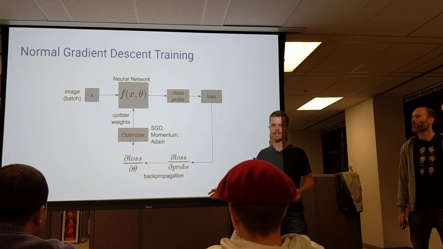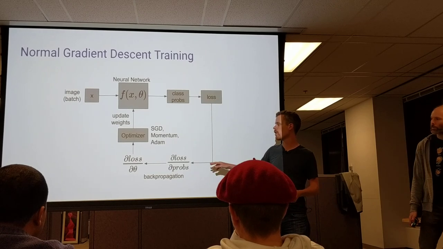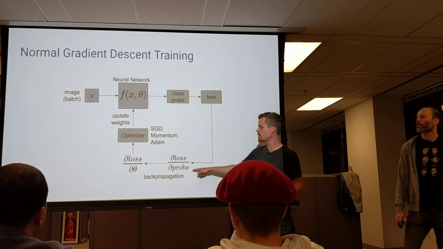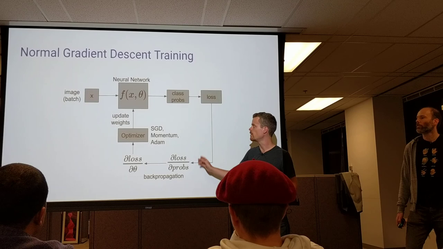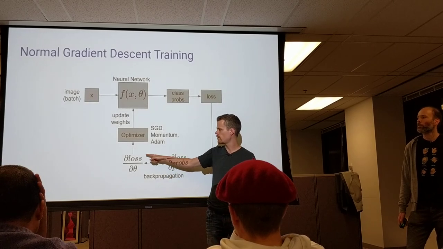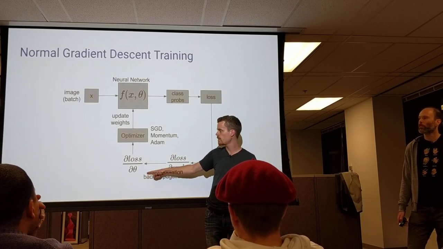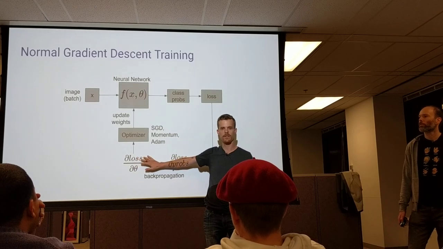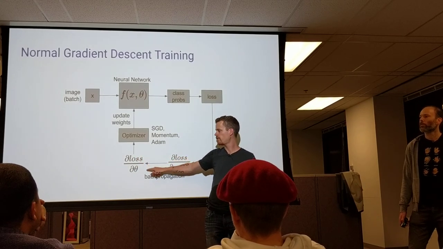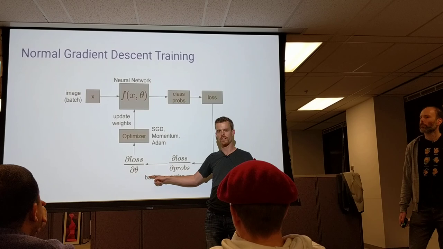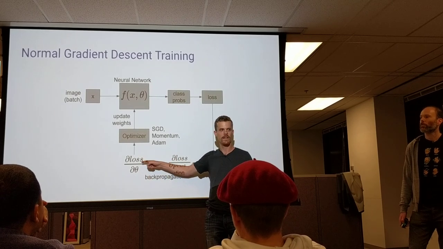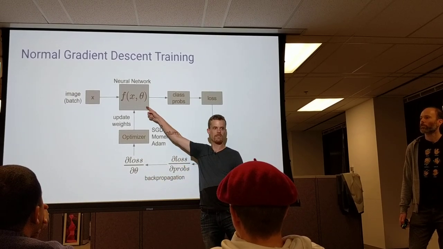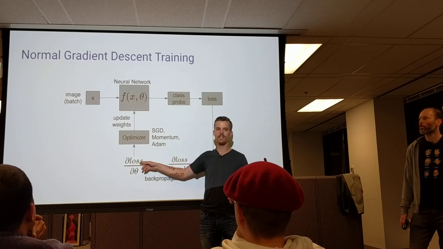This is the backward pass where we start calculating derivatives. We calculate the derivative of the loss with respect to the probabilities, and then we take another step back and calculate the derivative of the loss with respect to the weights in the network. This gives us exactly what we're looking for. It tells us, if I move the weights in this direction, then my loss will get better. That's exactly what I wanted to know, because I want to move these so that my loss will get better. Now, I don't just act on that directly.